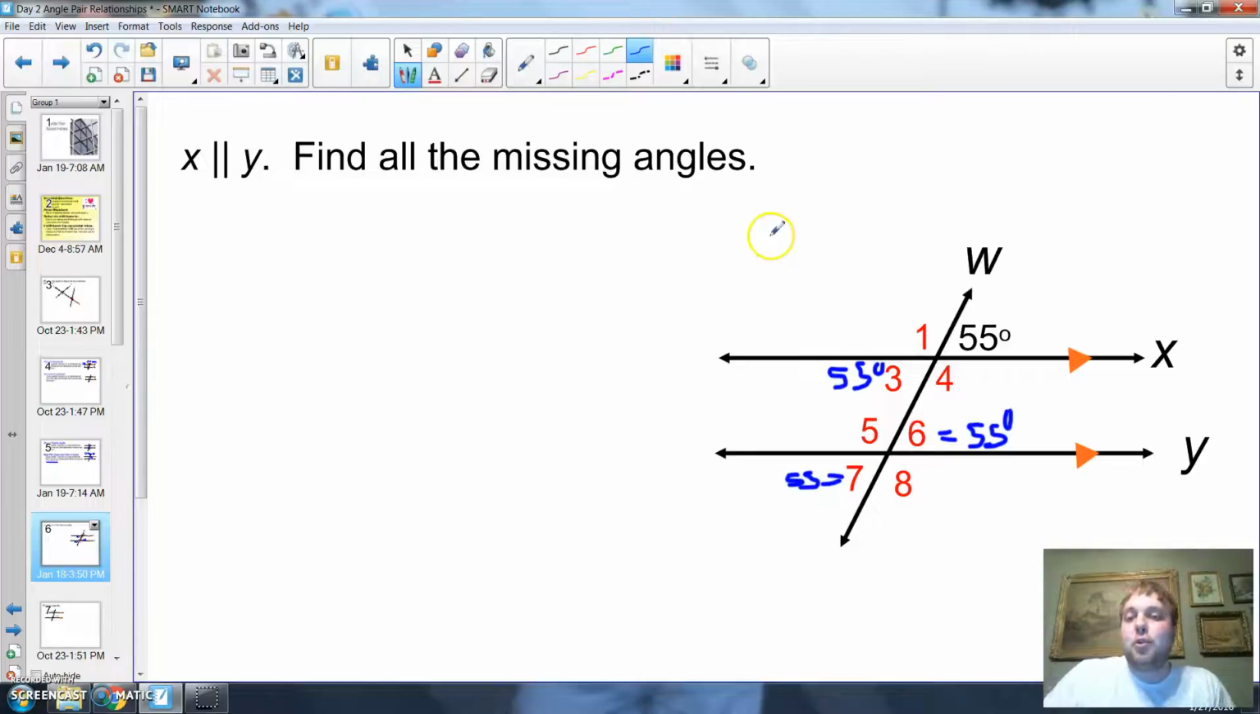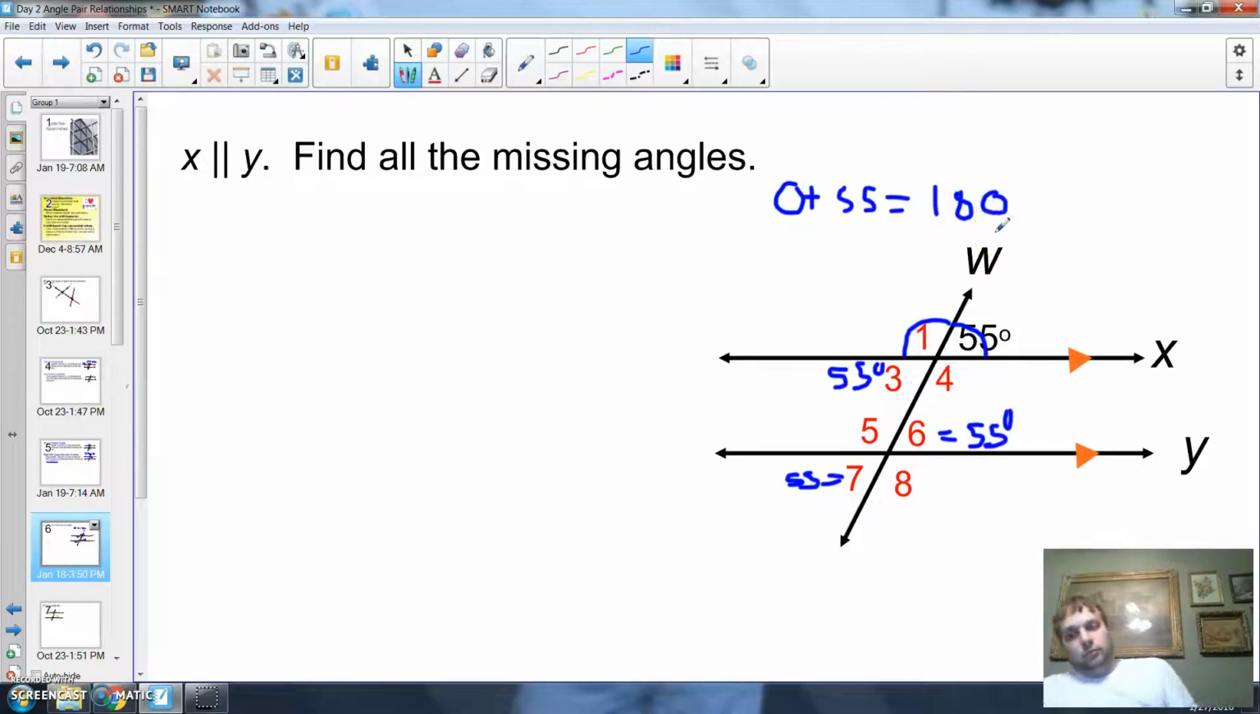Now I got my obtuse ones. Now remember, my obtuse plus my acute. Now I know what my acute is. My acute is 55, right? So 1 plus this 55 should equal 180. Correct?